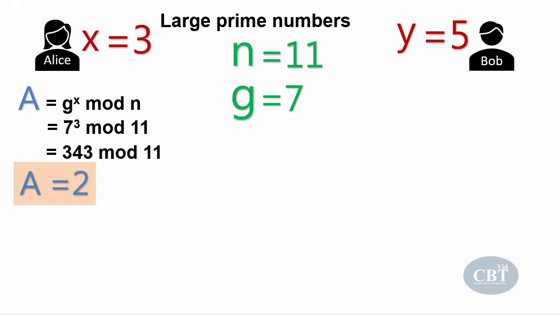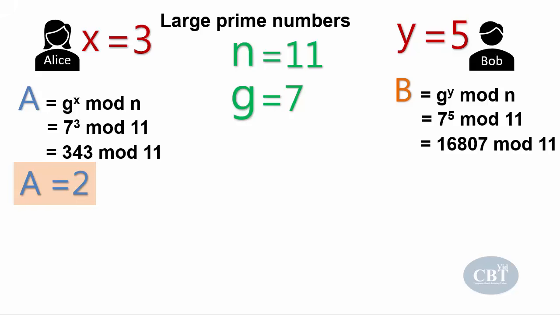Bob is going to do the same thing. So he's going to calculate a B, and B for him is G to the power of Y, which is his private number, modulo N. So in this case, we have G, which is 7 to the power of 5. And 7 to the power of 5 is going to be 16,807 modulo 11. So the result is going to be 10. So the remainder of this division is going to be 10.